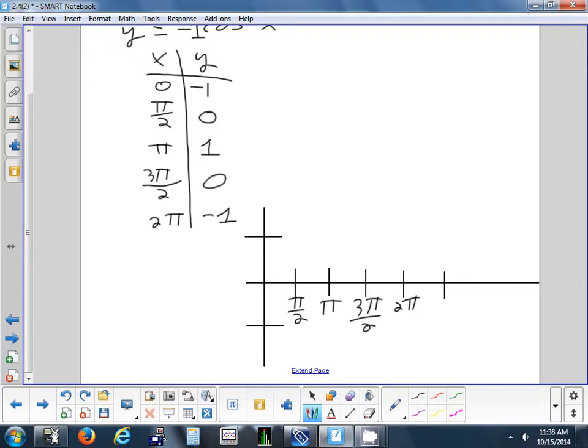Technically, this time, do I need to label my y-axis? No. Why not? I'm going to go by ones. If you don't label it, I'm always going to assume you're going by ones. So -1, 0, 1, 0, -1.